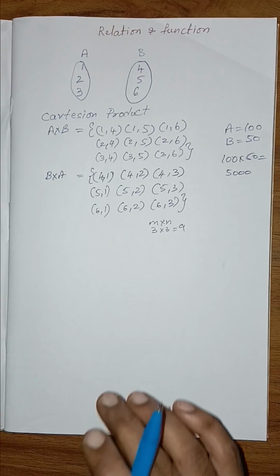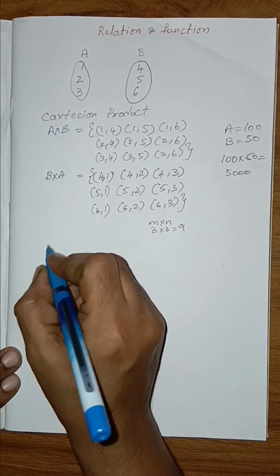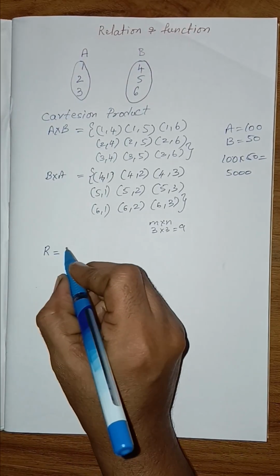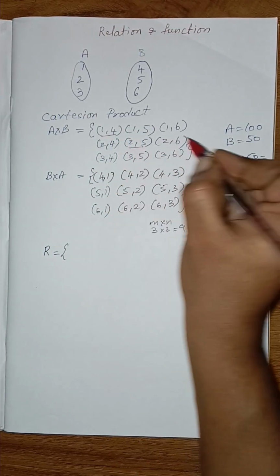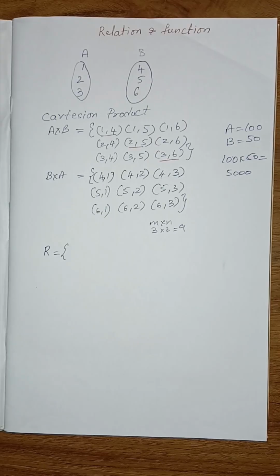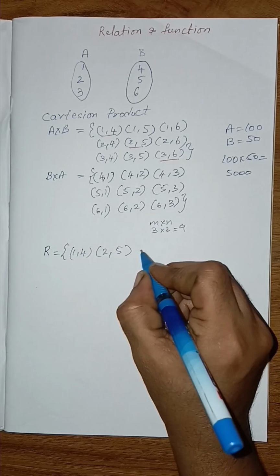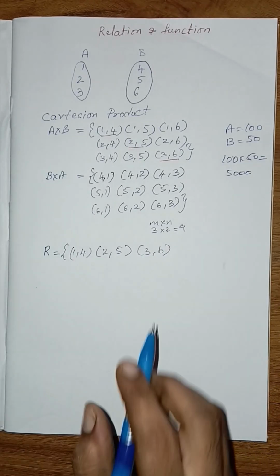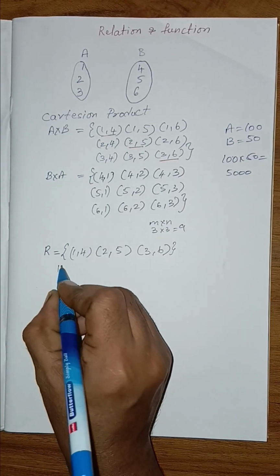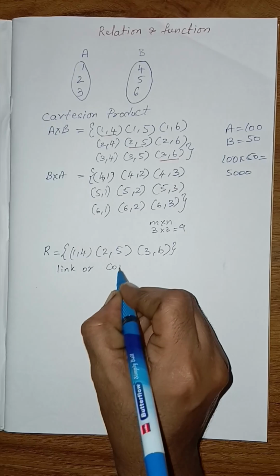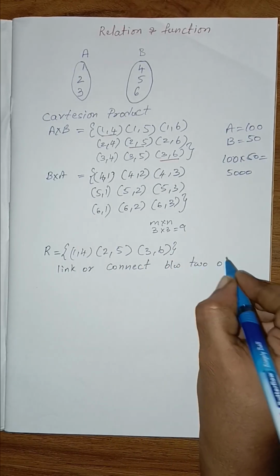Now let's see what is relation. So we'll take the same example A cross B, and we are taking a relation R. R is equal to 1 comma 4, 2 comma 5 and 3 comma 6. So this is a relation, and we'll say that a relation is nothing but a link or a connection between two objects.